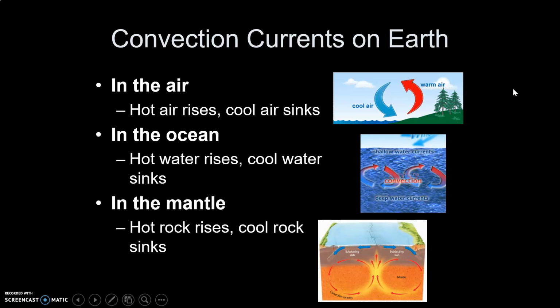So there are three places on Earth basically that you will see convection currents, and it always moves the same. Hot rises, cool sinks. In the air, hot air will rise and cool air will sink, creating breezes. In the ocean, hot water will rise, cool water will sink, and that creates deep currents. And then in the mantle, the hot rock will rise, the cool rock will sink, and this creates essentially the motion of the plates.